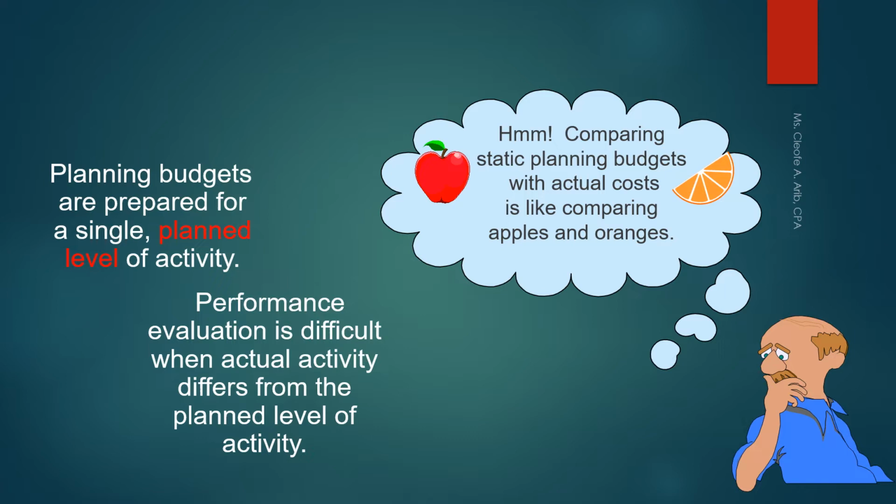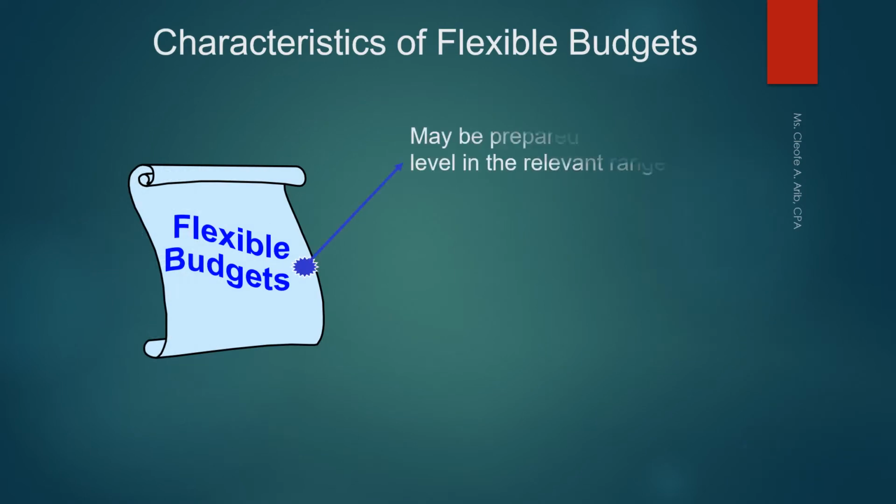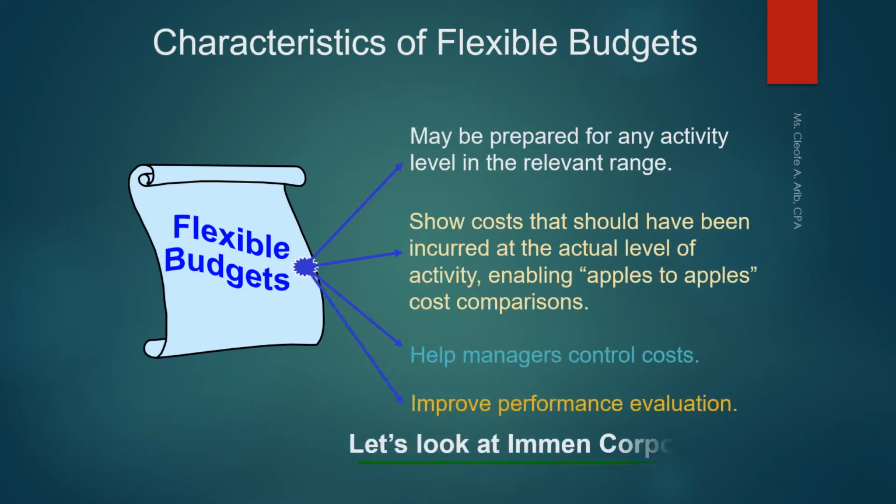So, with that problem, using static budget, we come up with flexible budgets because your flexible budgets take into account how changes in activity affect your costs. These are the characteristics of your flexible budgets. So your flexible budget can be prepared for any activity level basta it's within the relevant range.